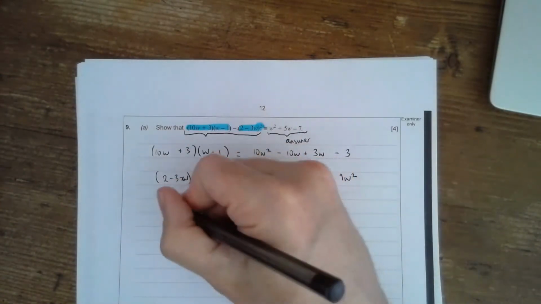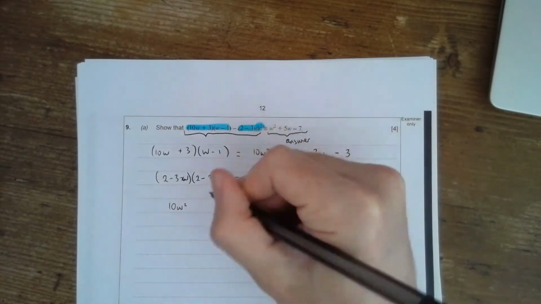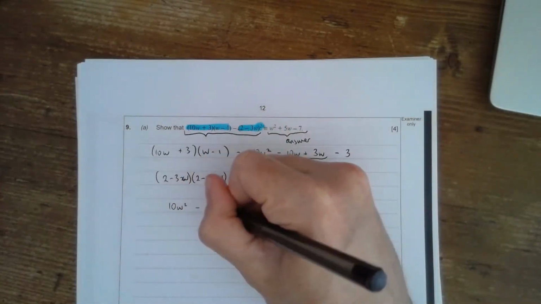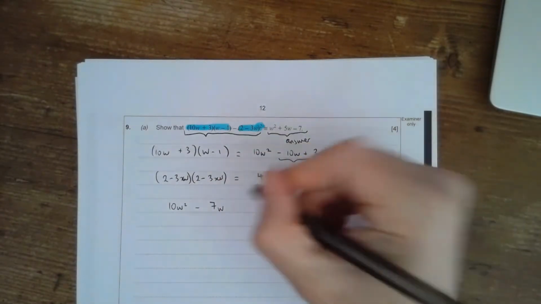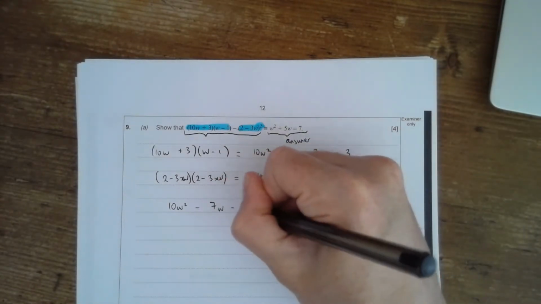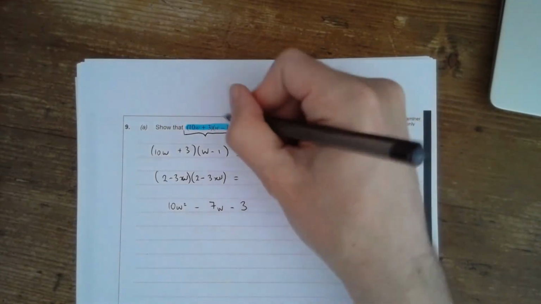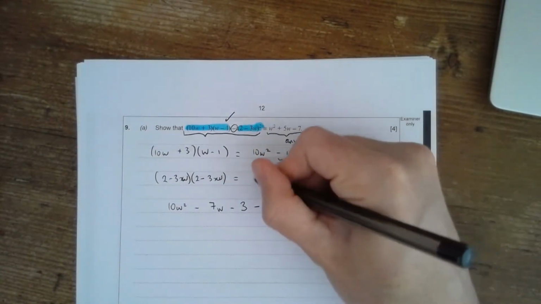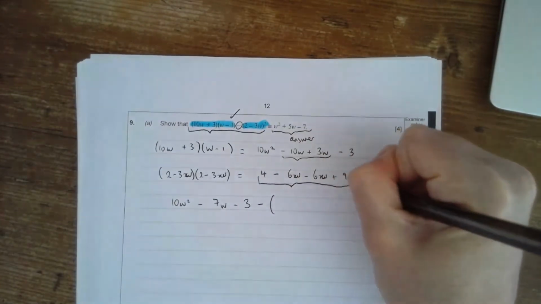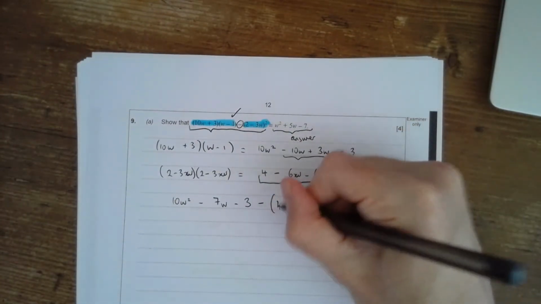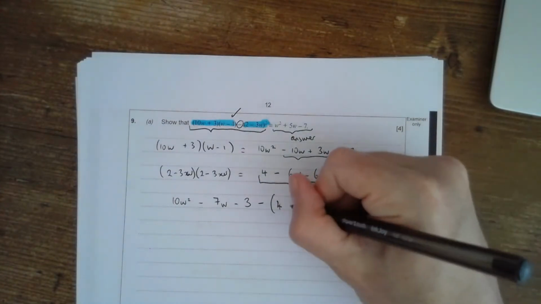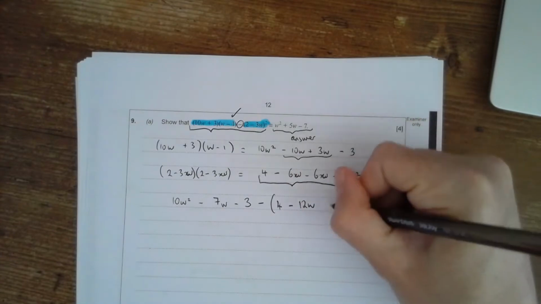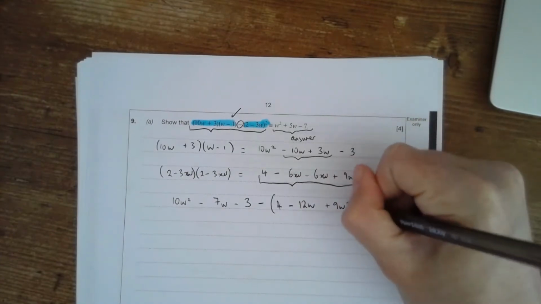So that front bracket I can now write as 10w² - 10w + 3w, which gives me minus 7w, and then minus 3. So I've dealt with that bit. I now want to take away all of this expression here, so all of that stays in a bracket for now, because of that minus up there. So we have 4 minus 12w plus 9w².